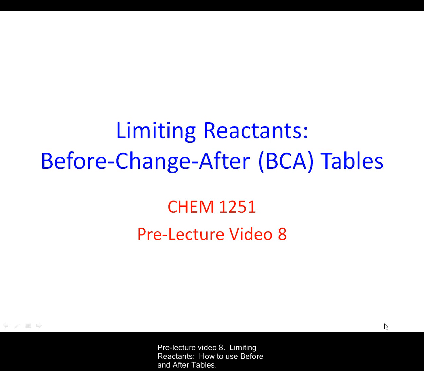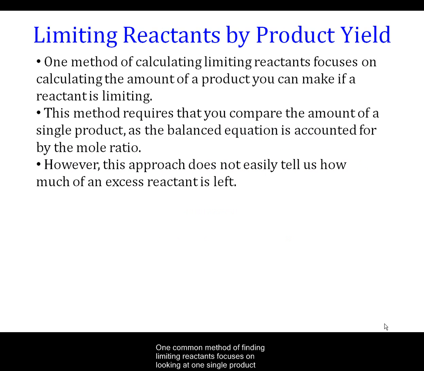Pre-lecture video number 8, Limiting Reactants, How to Use Before and After Tables. One common method of finding limiting reactants focuses on looking at one single product as the determining factor for the limiting reactant. In this method, you assume first that one reactant is the limiting reactant, then you find the amount of a particular product you could make if all of that reactant is used up.